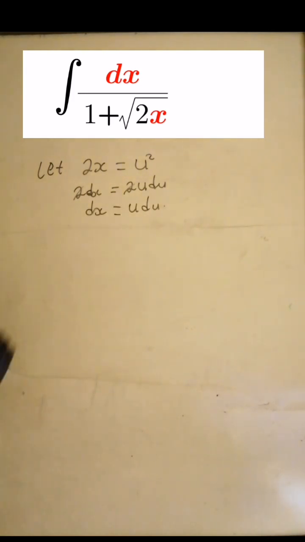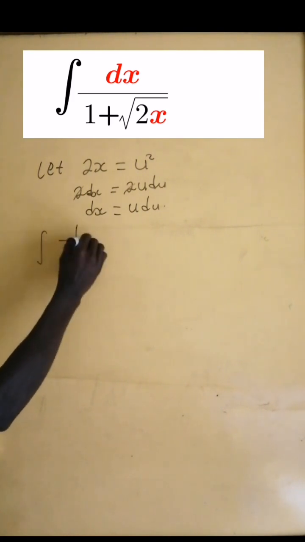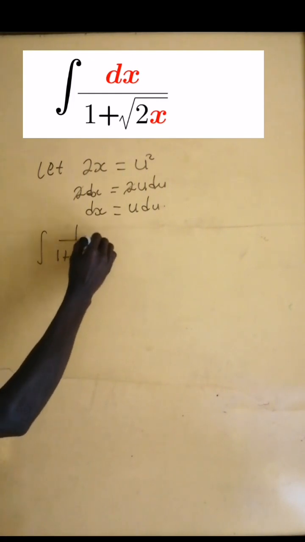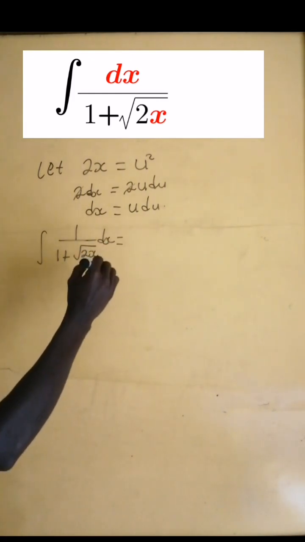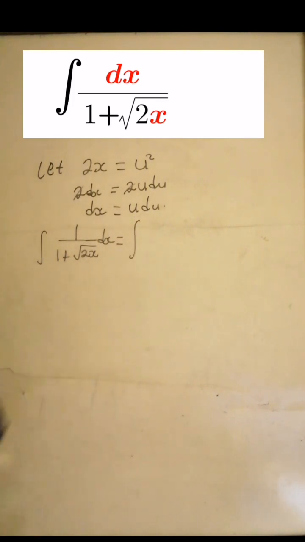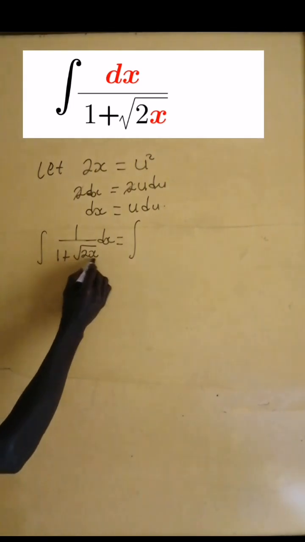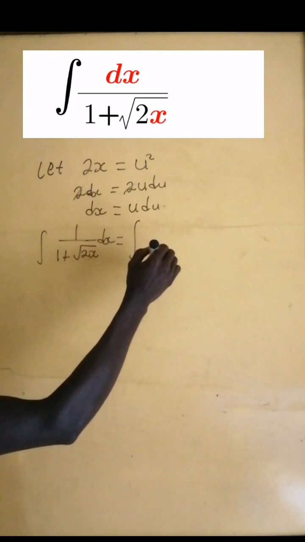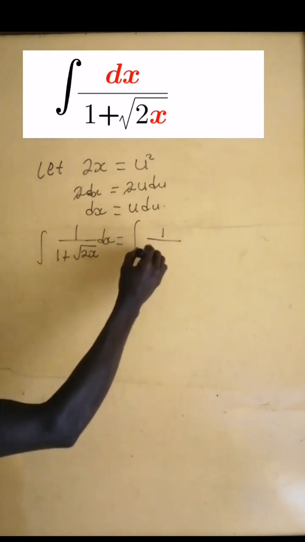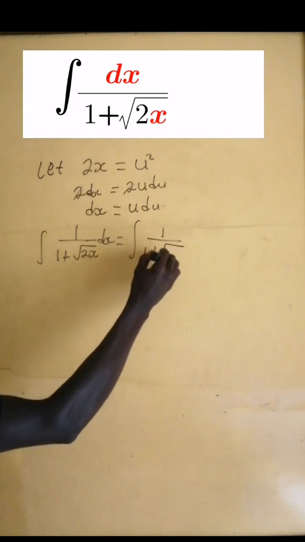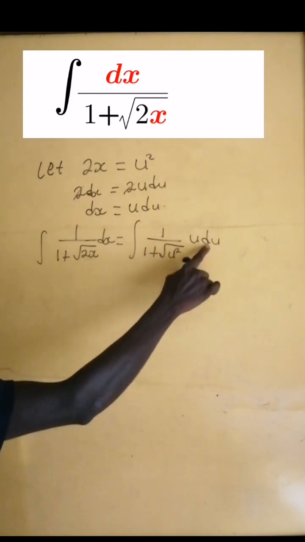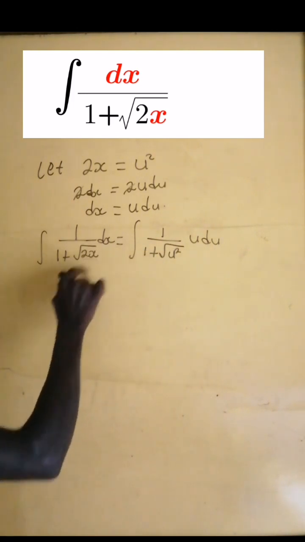Okay, so let's see. Our integral of 1 divided by 1 plus the square root of 2x dx is now equal to the integral, with 2x equals u squared, so we are going to have 1 divided by 1 plus the square root of u squared, and dx equals u du, in a very simple way.